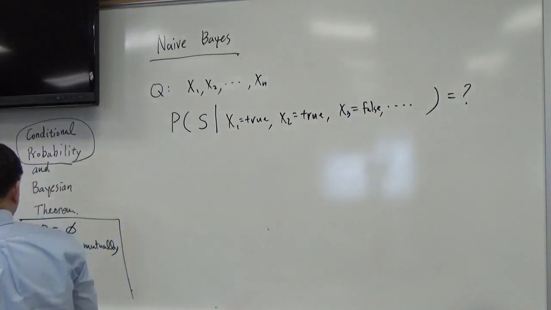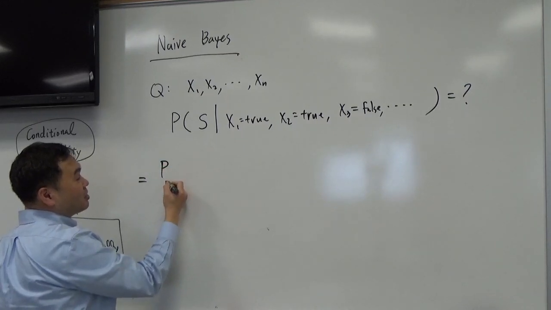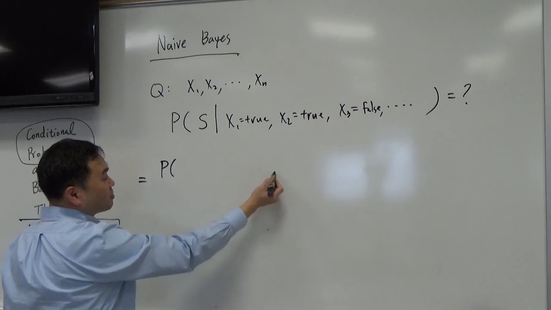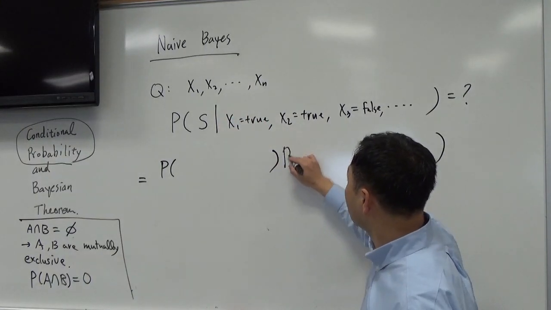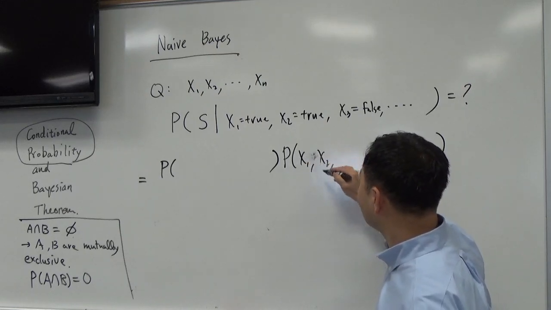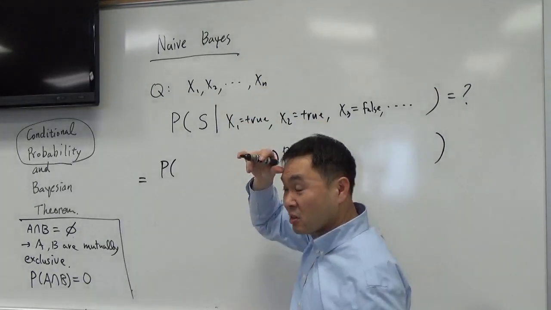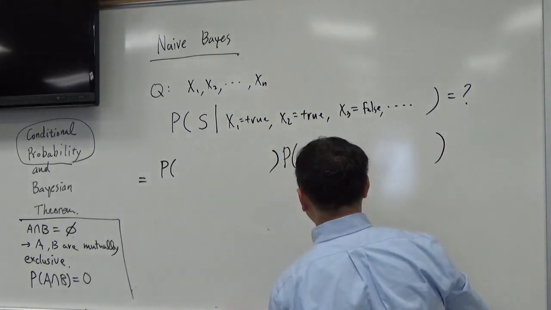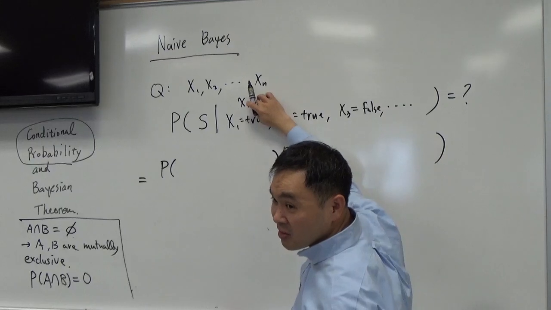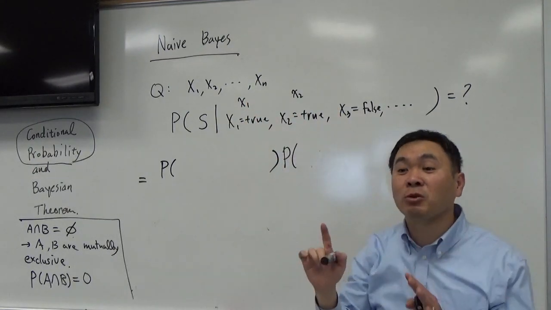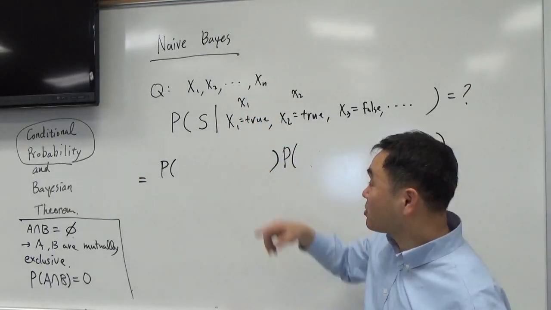Under the Bayes theorem, first of all, these should be switched around. I wrote capital letters for random variables. But if I use small letters, x1, if X1 is true, that's like small x1 is 1 or 0. Lowercase letters are actual values. So let's say x1 would be 1 if it's true, and x1 would be 0 if it's false.